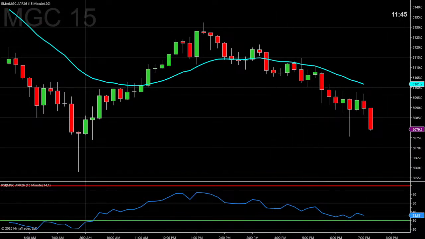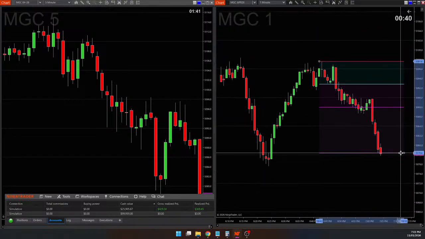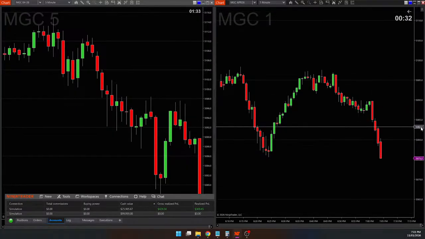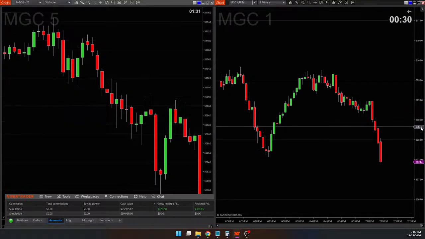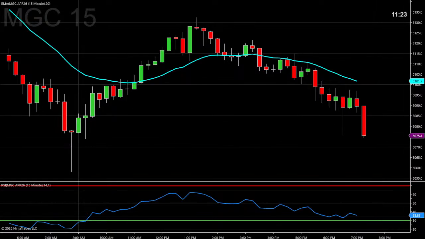Now, this is not a reversal. It is a trend. It's a very strong move. As if we're going to see correction, we're just going to see.